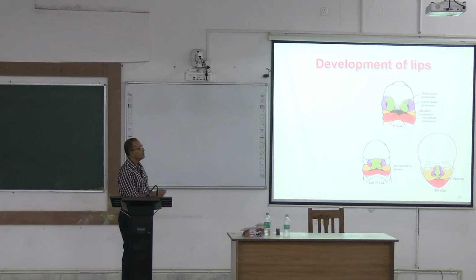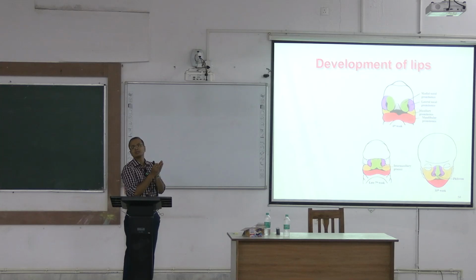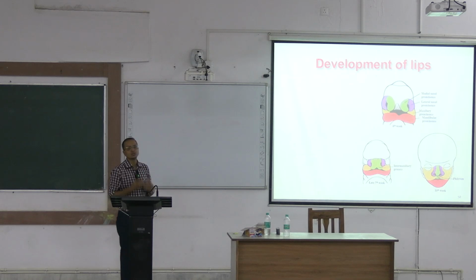We have this mandibular prominence, right side and left side. The right and left mandibular prominences fuse with each other without anything intervening, and make this lower lip as well as the jaw region. So this lower jaw region and the lip together form the mandibular prominence, the red one, right side, left side.